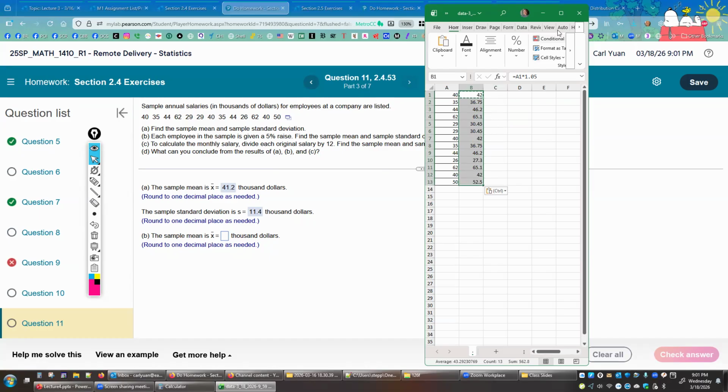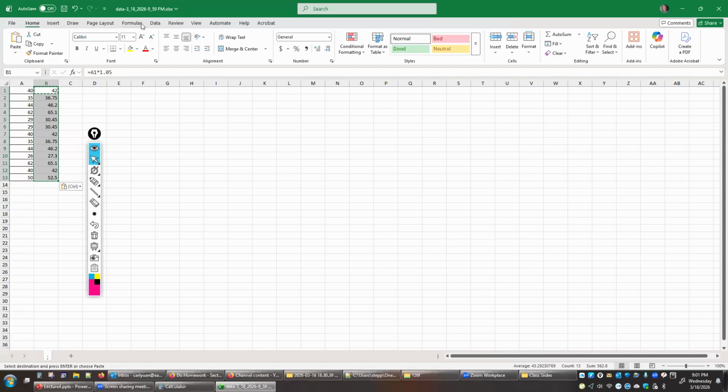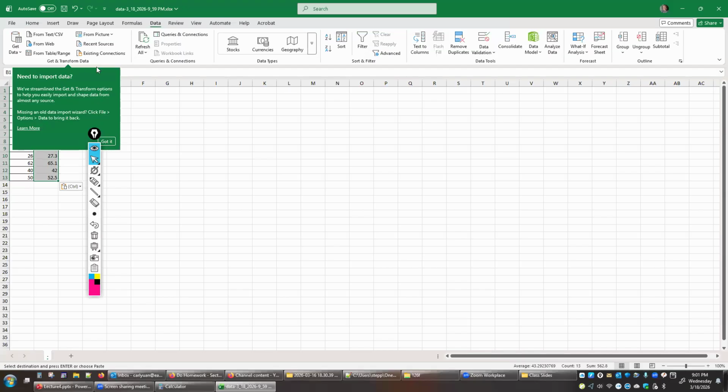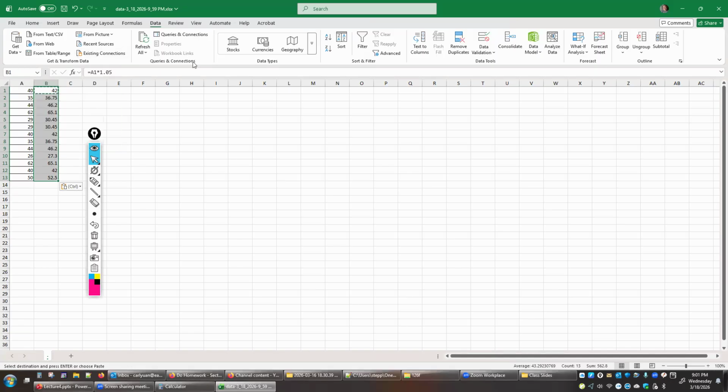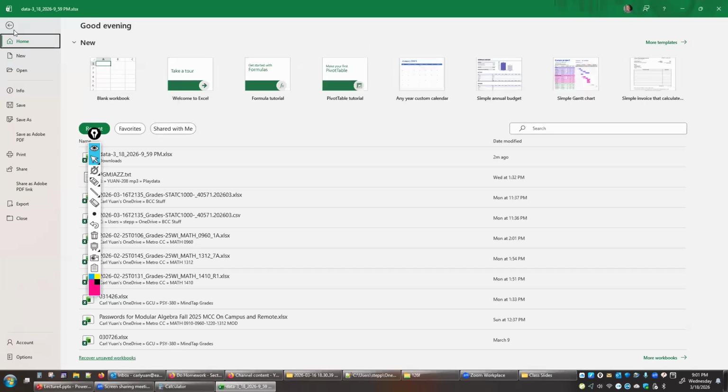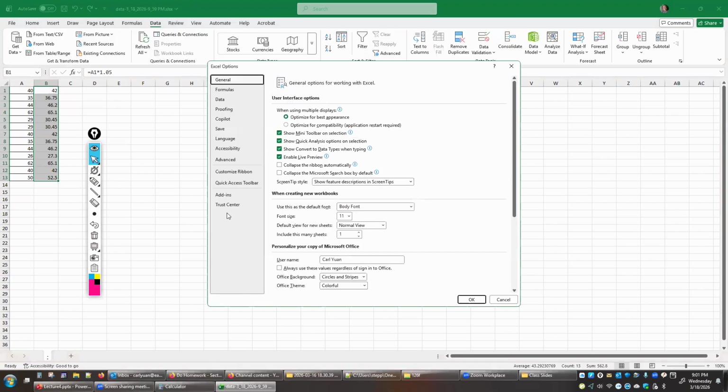Okay, so let's show you how to actually calculate the mean. If you have never used Excel for data analysis, the first thing you need to know is that you need to turn on the data analysis module. So go to options.